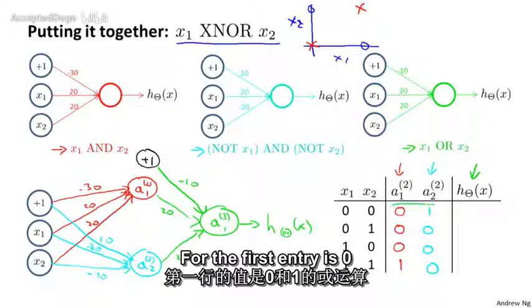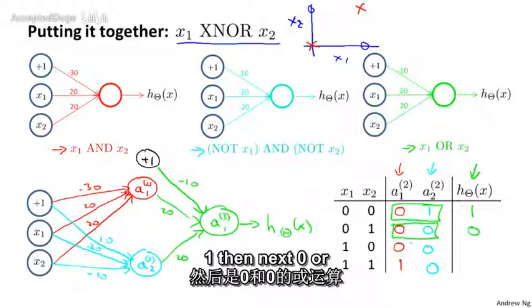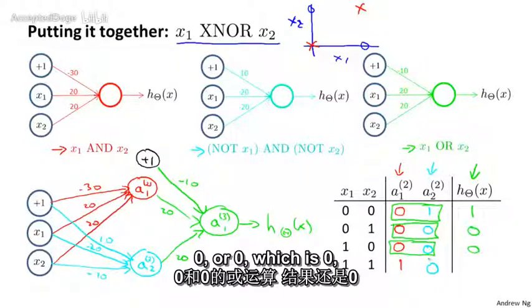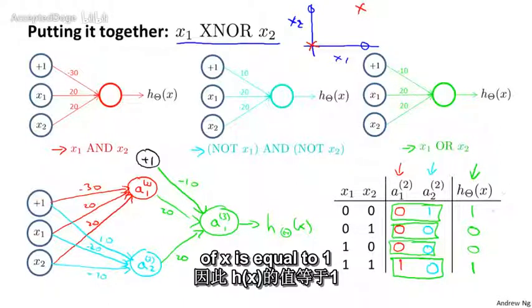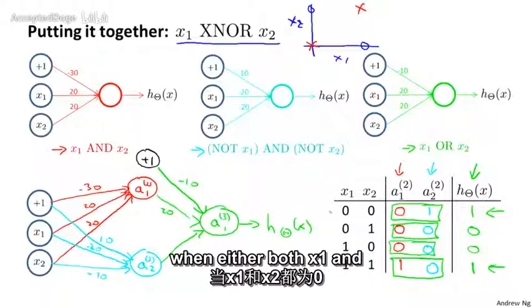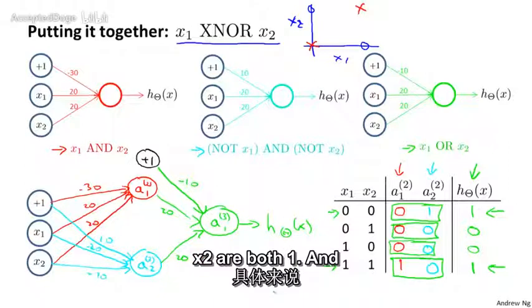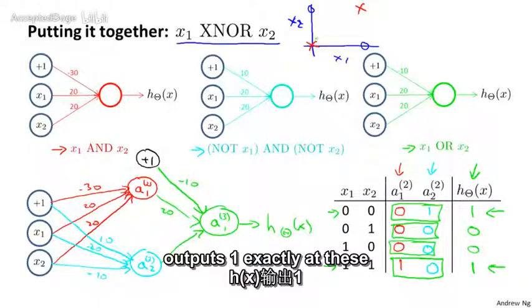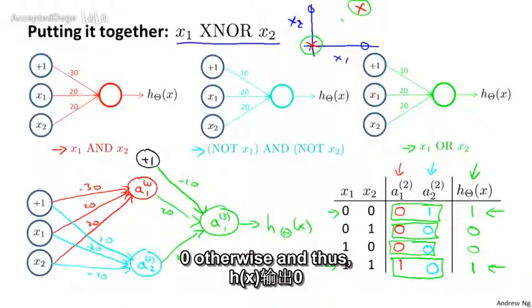For the first entry, 0 or 1, which is 1. Then next, 0 or 0, which is 0, 0 or 0, which is 0, 1 or 0, and that all adds up to 1. And thus, h of x is equal to 1 when either both x1 and x2 are 0, or when x1 and x2 are both 1. And concretely, h of x outputs 1 exactly at these two locations, and it outputs 0 otherwise.